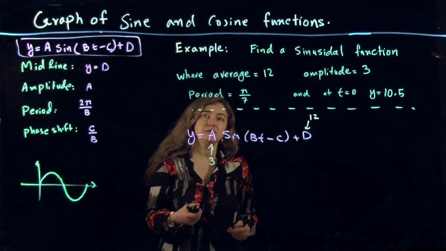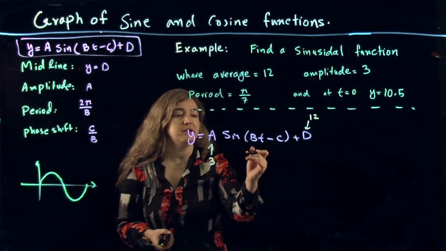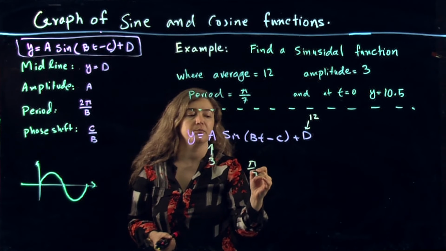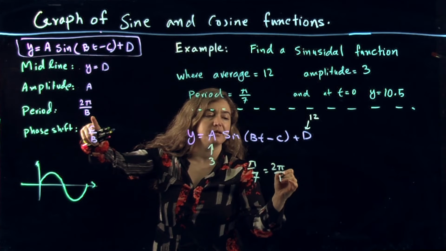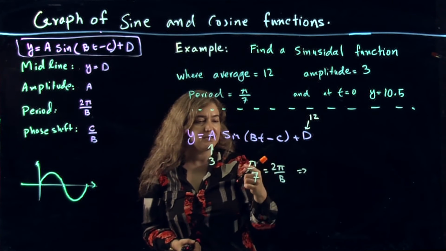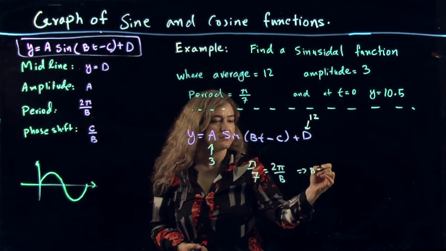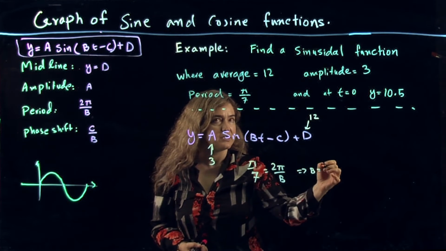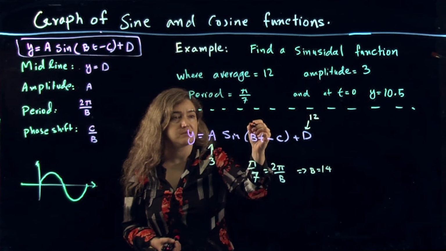The next thing I need to do is to find a period. How do I find a period? Period should be equal to the formula, 2 pi divided by B. So solving for B, pi simplifies from both sides. B is going to be equal to 14. So this is 14.